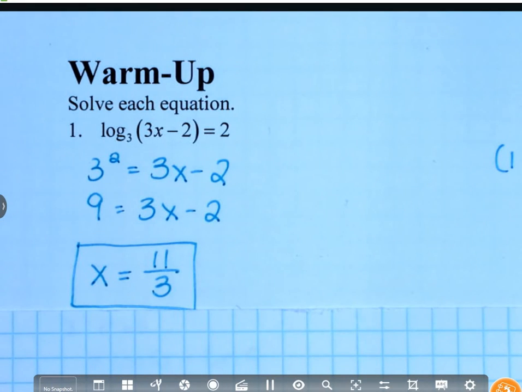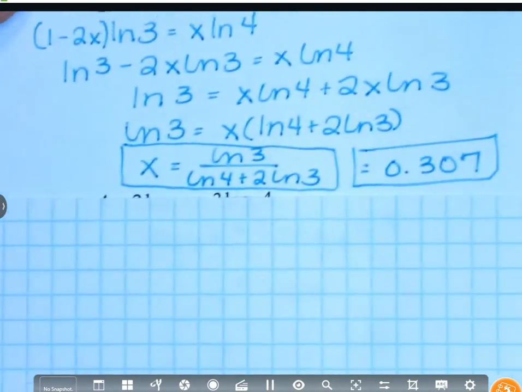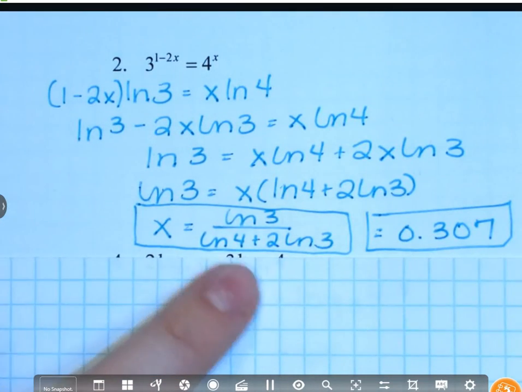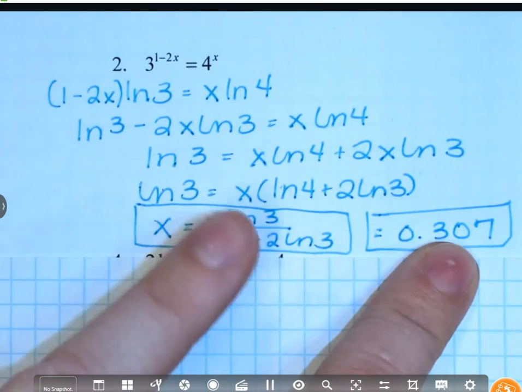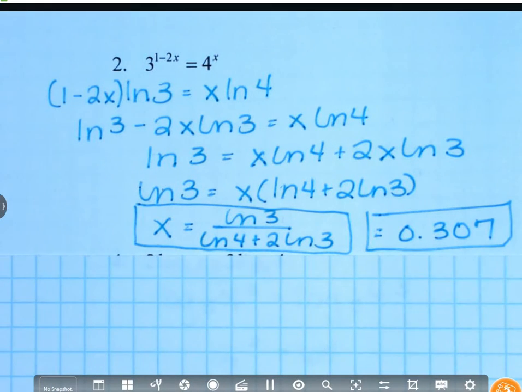Questions on number 1. Hopefully that was a nice one, I like those. Because, dude, I don't even need to have a log in it. I just rewrite it. Okay, for number 2, I have the answer if you used a calculator and if you left it. Okay, so I know this one's going to take a little looking at.